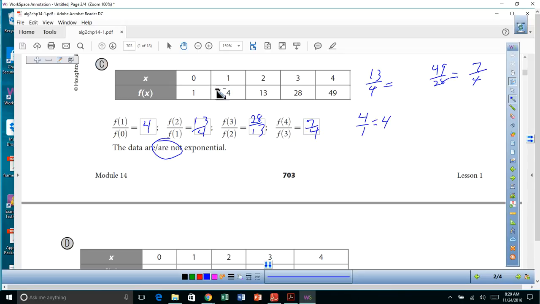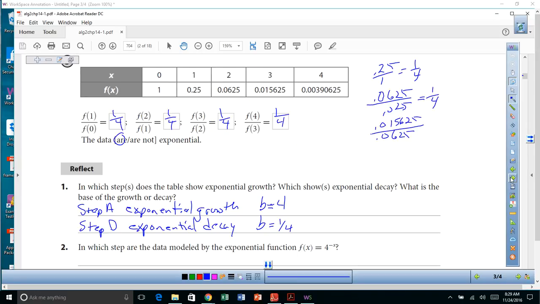C. All right. Well, what do we got here? We got a difference of 3, a difference of 9, a difference of 15, and a difference of 21. And then look, that has a difference of 6. That has a difference of 6. And that has a difference of 6. Okay. So what does that tell you? It tells you it's quadratic.